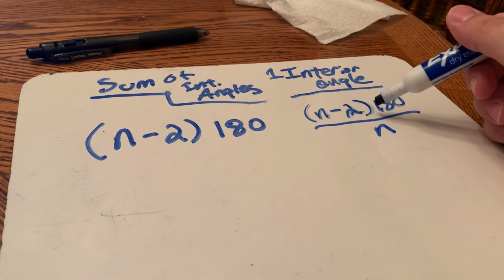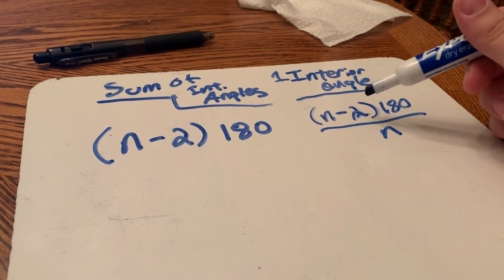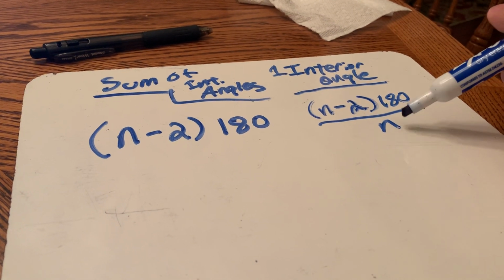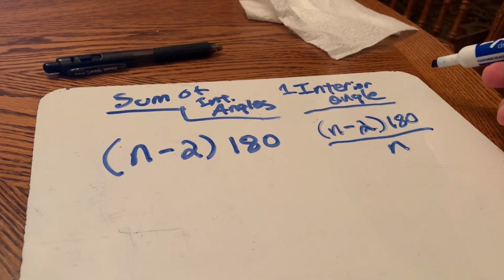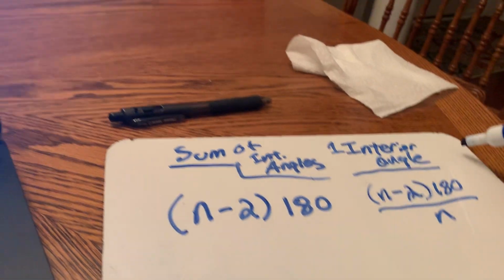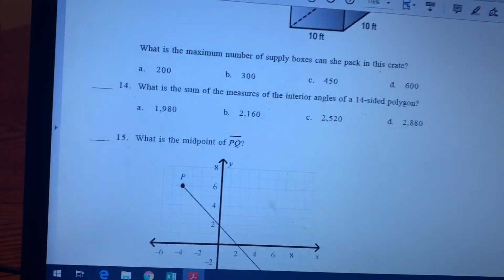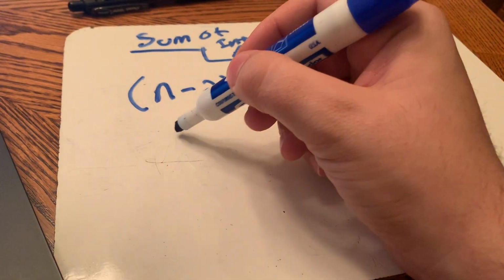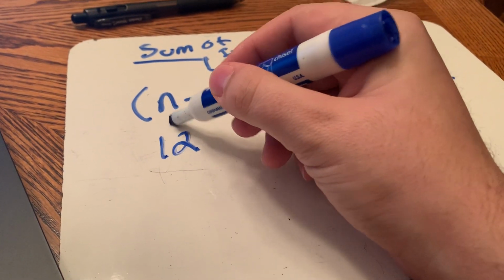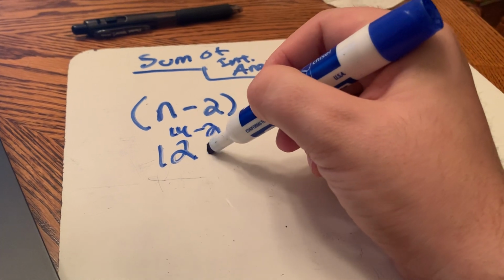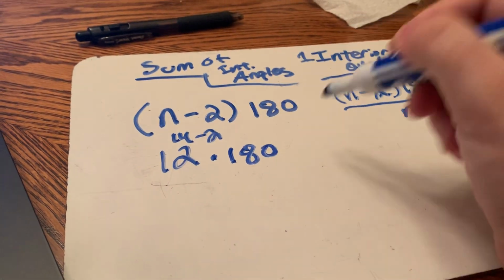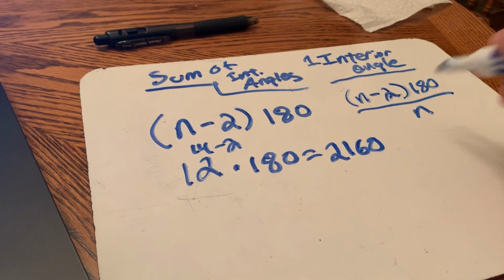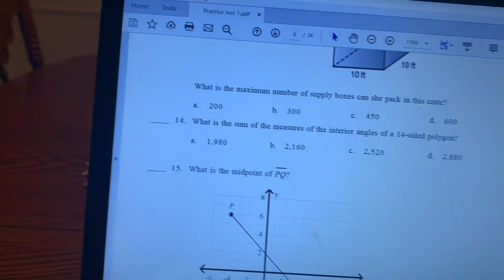So for example here, an equilateral triangle, 3 minus 2 is 1 times 180. 180 divided by 3 is 60. Okay, so we want the sum of the measures for 14-sided polygons. So we want to use the one on the left. So I've got 14 minus 2, which is 12, times 180, which I believe would give you 2160. So that would be B.